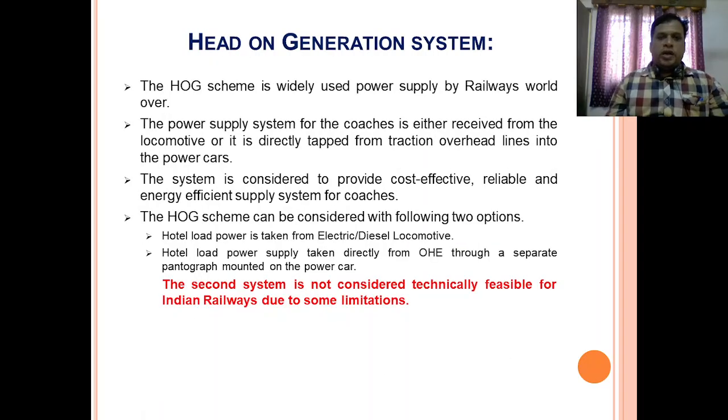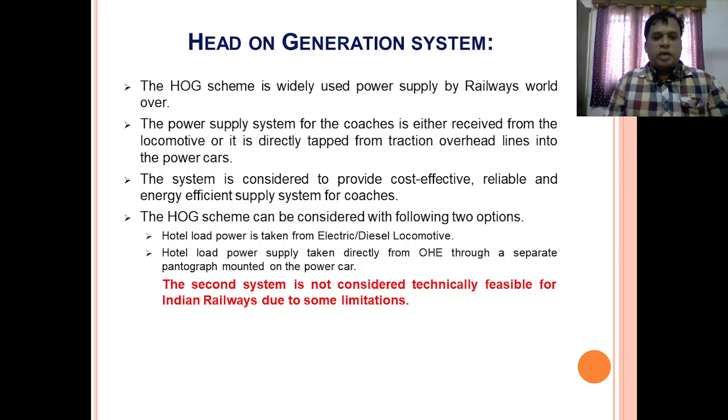We are talking about the head-on generation system. The head-on generation system is a widely used power supply by railways all over the world, and the power supply for coaches here is received from the locomotive, or it is directly tapped from the traction overhead lines into the power cars. The system is considered to provide a cost-effective, reliable and energy efficient power supply for the coaches.